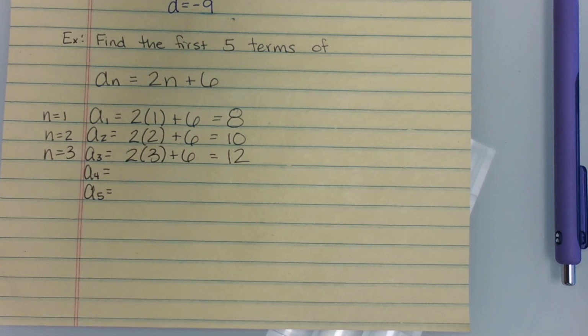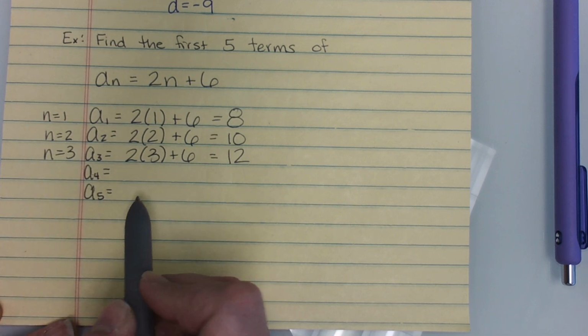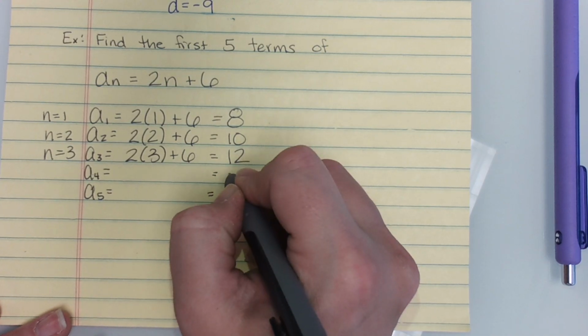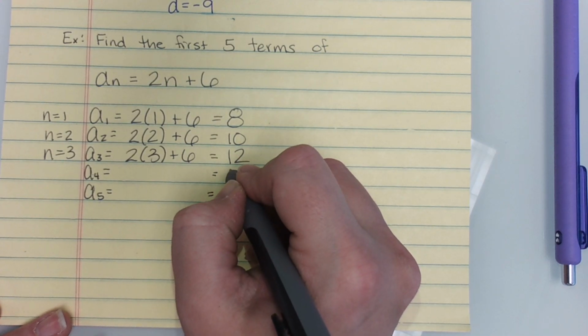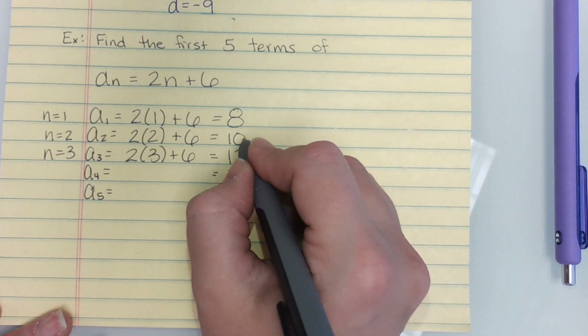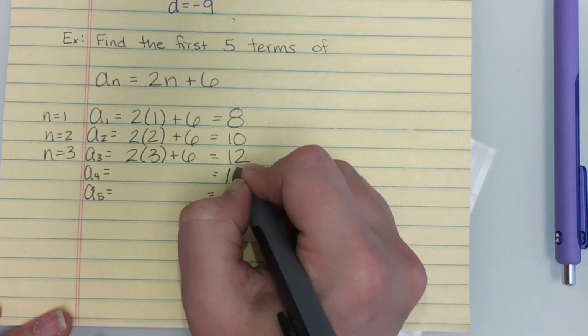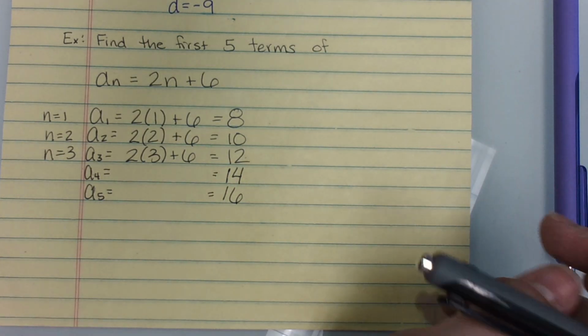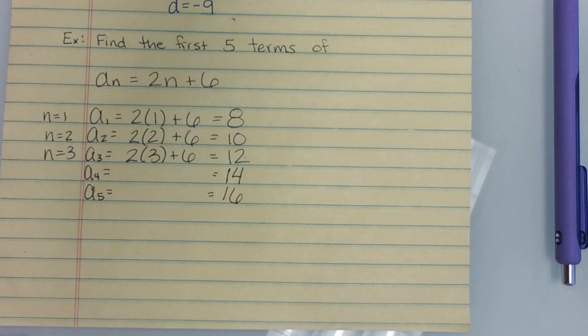After a while, can't you see the pattern happening? This sequence is starting at 8, adding 2 every time. Now I can continue to plug in 4 and plug in 5, but what numbers am I going to get? Add 2, add 2, add 2, add 2. Seem doable?